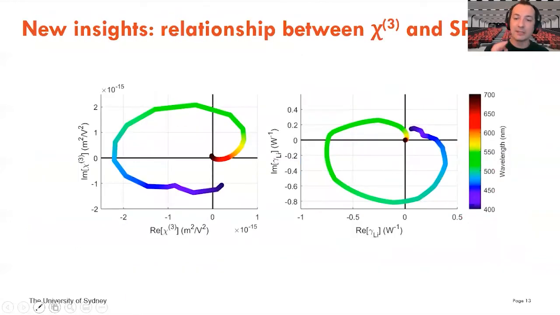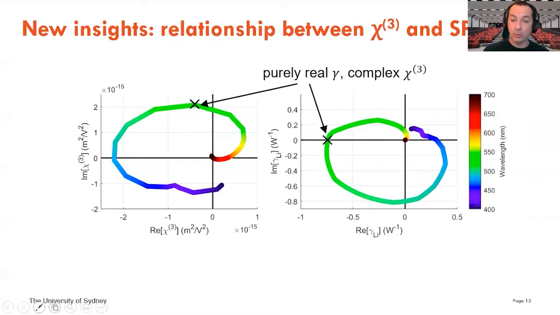And this allows us to look a little more closely at the relationship between the chi3 of the gold and the nonlinear parameter of the surface plasmon. The insights obtained show that this relationship is anything but trivial. On the left, I am plotting the real part and the imaginary part of chi3 at different wavelengths. For example, at 400 nanometers, my chi3 sits in this quadrant. If we then calculate what the corresponding nonlinear coefficient is, we observe a non-trivial rotation and transformation in the complex plane.